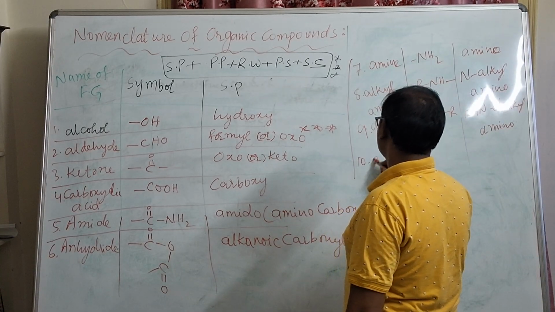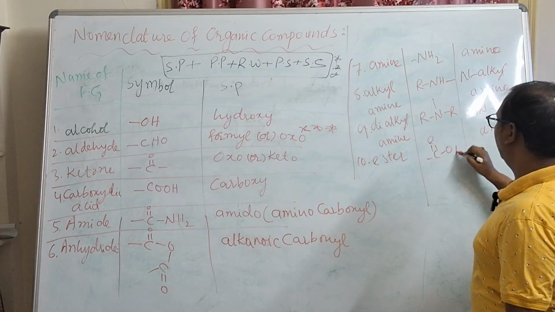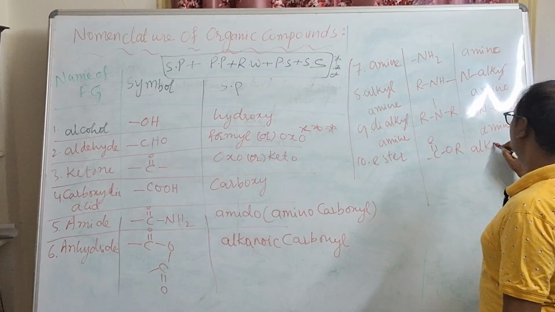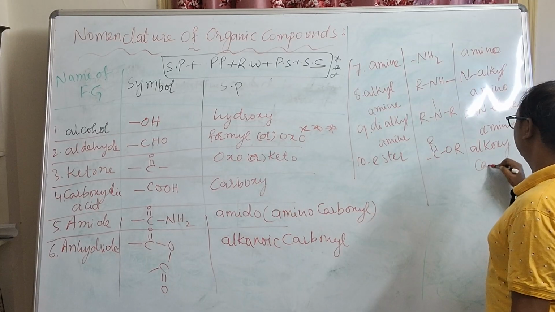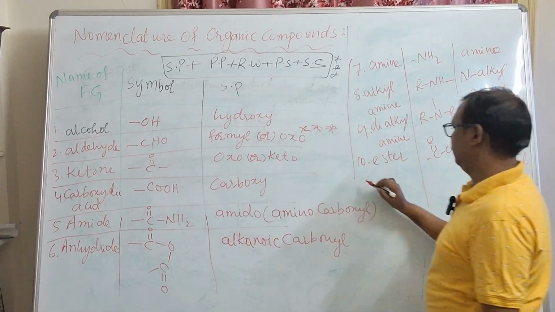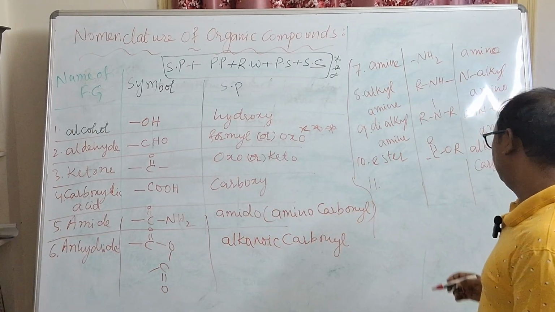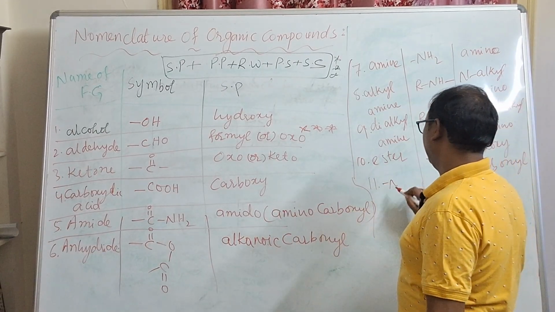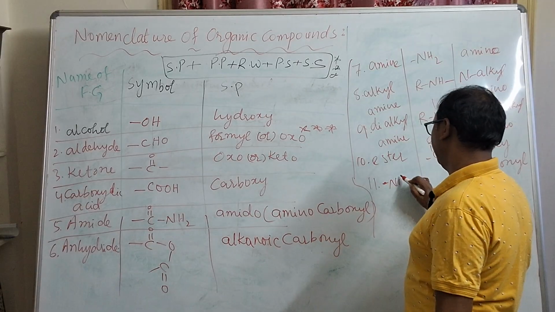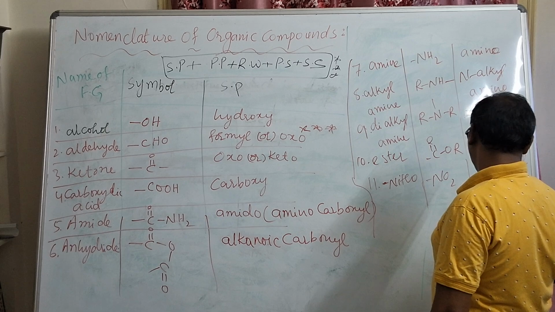Next, 10th. Ester. C double bond O OR. Alkoxycarbonyl. Alkoxycarbonyl, you can write here. Next, the 11th one. NO2. Nitro. You can write here nitro. NO2, nitro. Always nitro only.